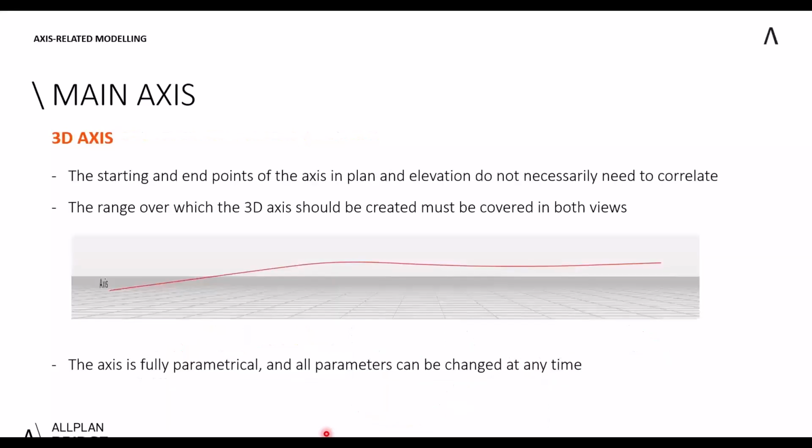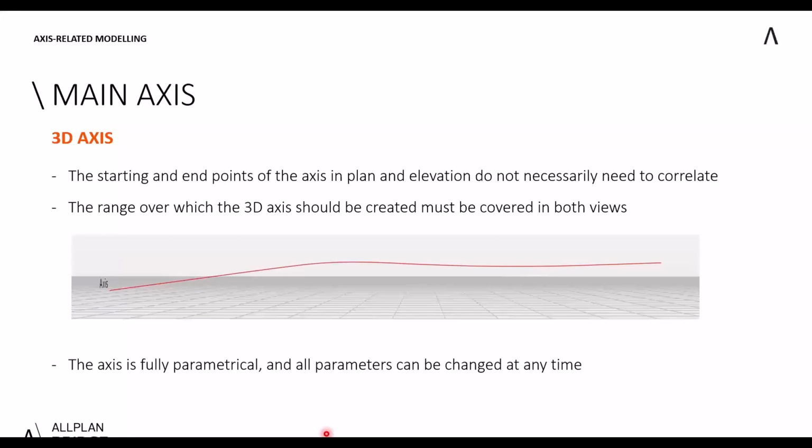Putting these two views together, we get the axis in 3D. As you can see here in the picture, I want to note that it's not essential that the length or the starting and the end point of the plan and the profile must completely correlate, so they can be different. But of course, the range over which you want to create the axis must be covered in both of the views.